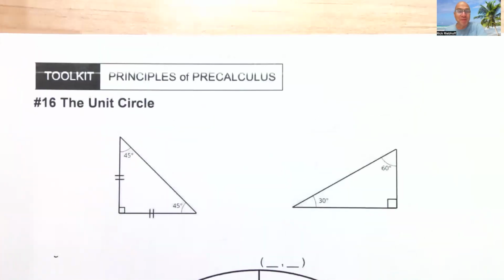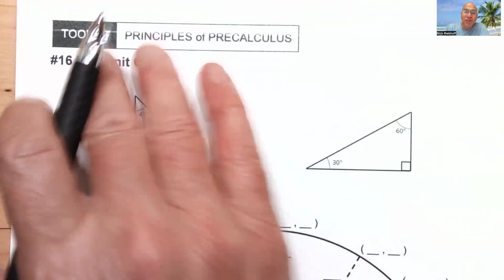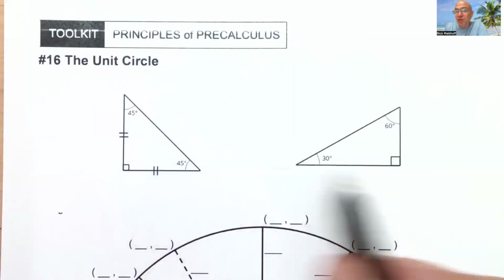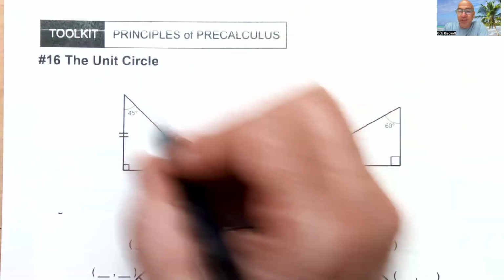All right, people, the unit circle. I think you probably did this a little bit in Algebra 2. We're going to hop in and do it again. Okay, so we start with some special triangles, and we're going to do these separately.